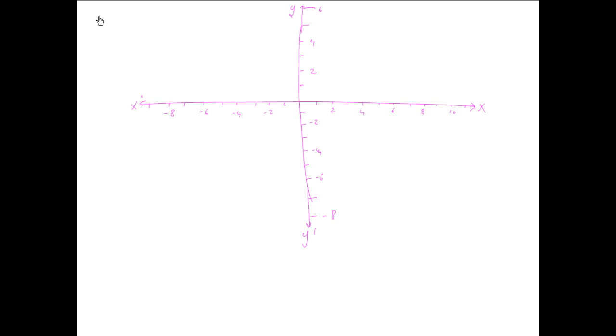Next question says, children, 10 part C, which is for 4 marks. Use a graph paper for this. Plot A 3, 5, that's A, coordinates 3, 5.